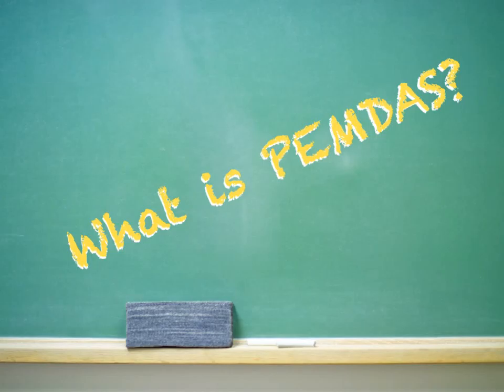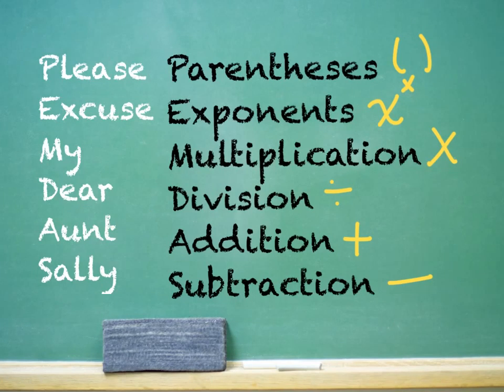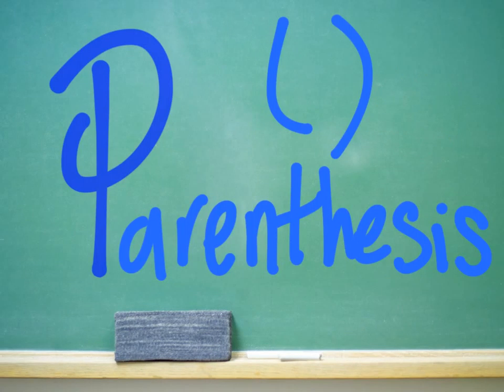What does please excuse my dear Aunt Sally mean? That is a short form for the word PEMDAS. What is PEMDAS? PEMDAS means parentheses, exponents, multiplication, division, addition, and subtraction. As you can tell, we have different ways to express PEMDAS. So we're going to start with the P for parentheses.